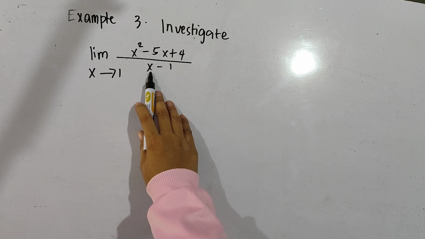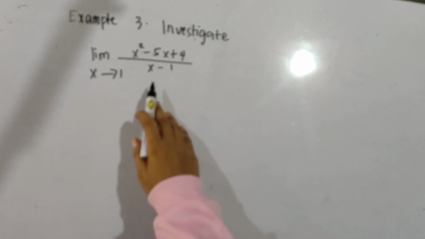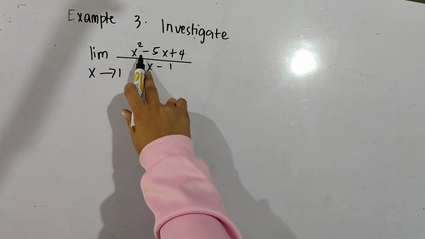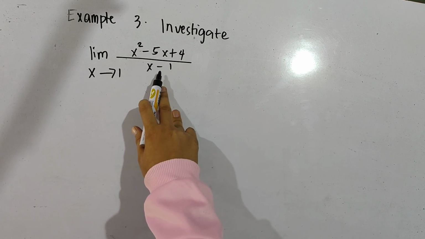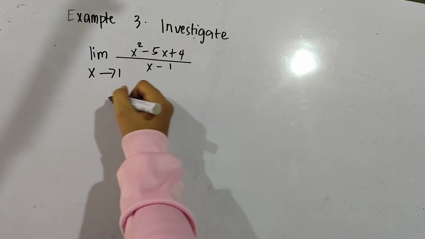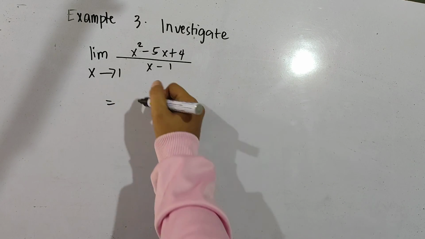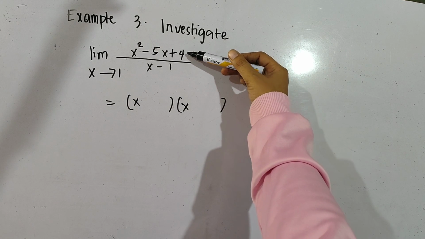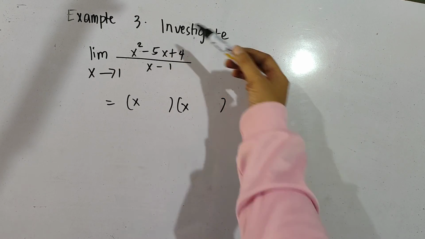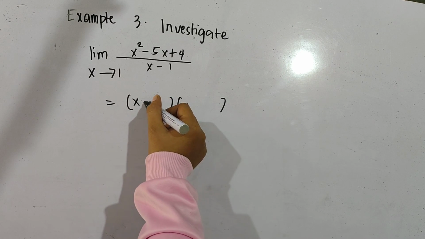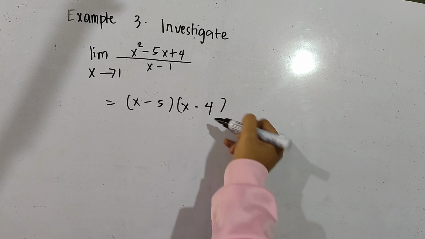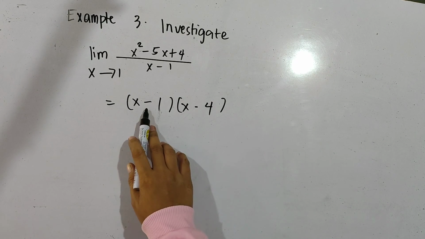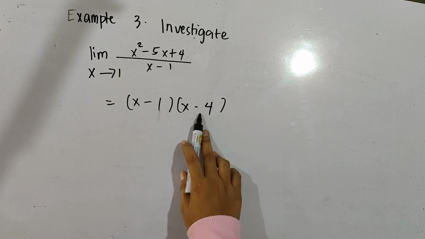okay, when we substitute the value of x, the numerator does not become 0, so we can proceed. But since the denominator becomes 0, we need to find another way. We factor the numerator in order to cancel x minus 1. Okay. For the factoring, factor x squared as x times x. How about we factor 4 so that when added it equals negative 5x? So, negative 1 and negative 4. It's because negative 1 times negative 4 is positive 4, but negative 1 plus negative 4 is negative 5.